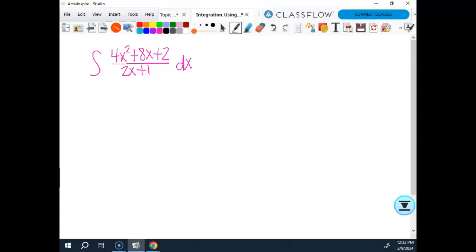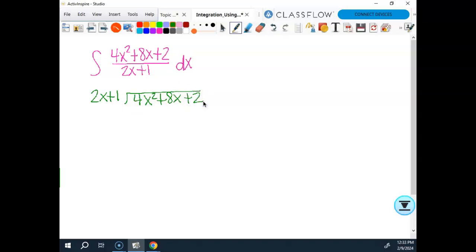What's something else we did to reduce something like this? What is a fraction bar really telling me to do? Divide, right? And I can divide by canceling out. I also have long division. Oh, okay. Yes. So 2x plus 1 divided into 4x squared plus 8x plus 2.